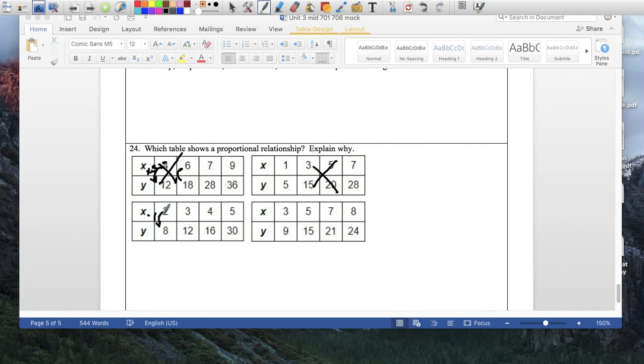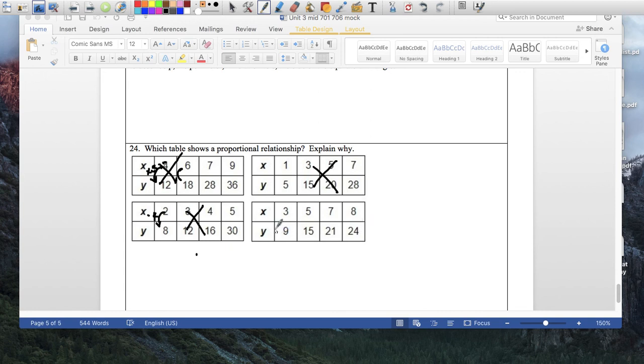It's a times 4. 2 times 4, yes. 3 times 4 is 12, 4 times 4 is 16, 5 times 4 is 30? So again, not proportional, because they all have to have the same k, right? Last one, 3 times 3 is 9. 5 times 3 is 15. 7 times 3 is 21. And 8 times 3 is 24.